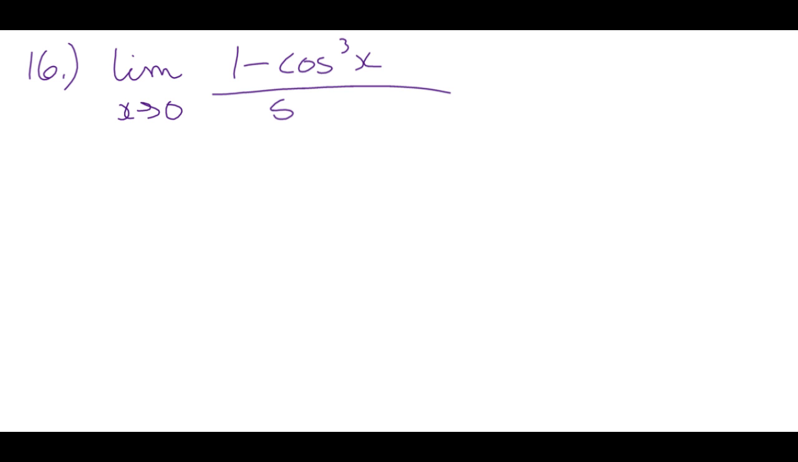Sine squared x. Here we go. So what are we going to do? Well, it's a difference of cubes. We're going to factor it. So go forth and factor. You should be able to factor the top. Don't write anything below yet. Just factor the top, factoring a difference of cubes. I'll start.